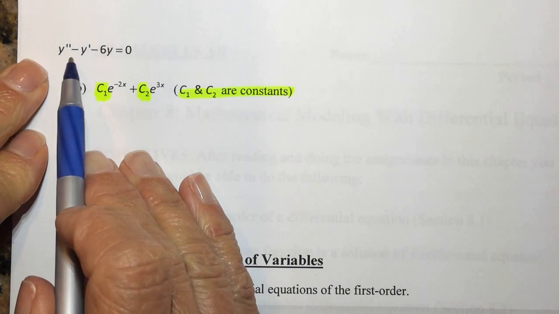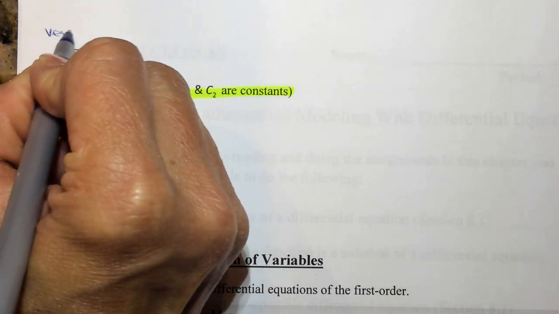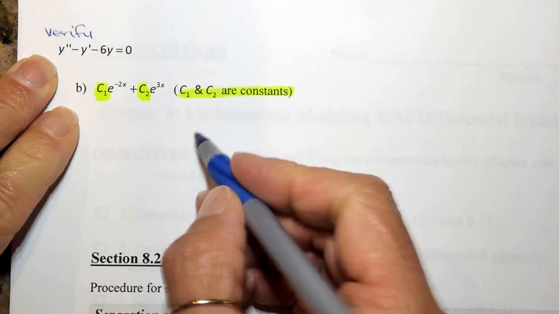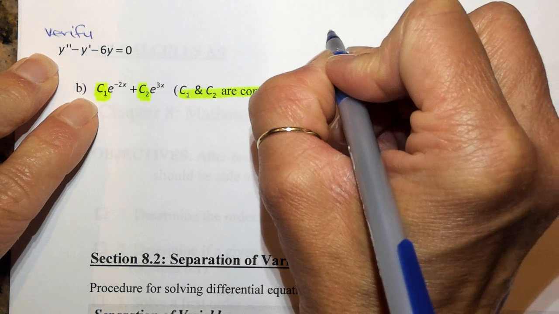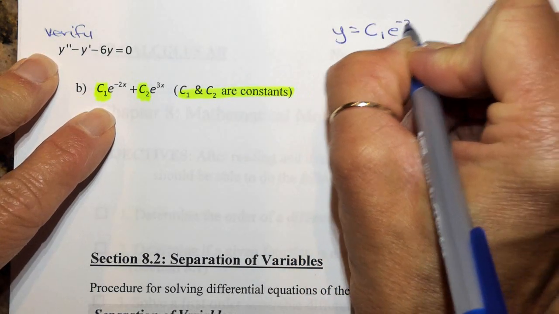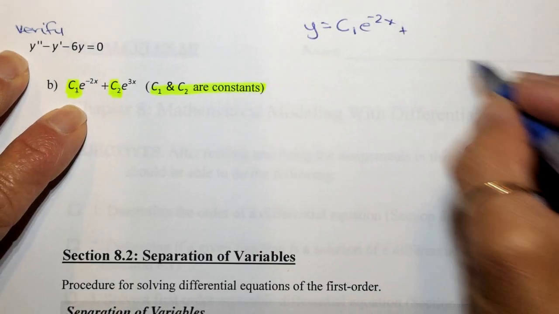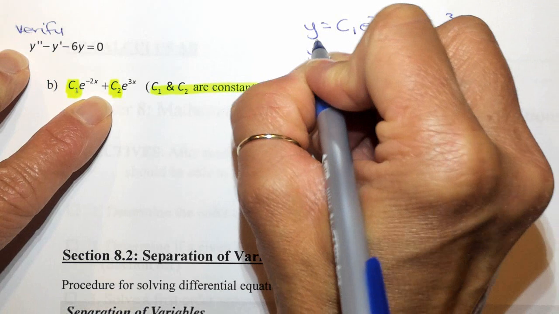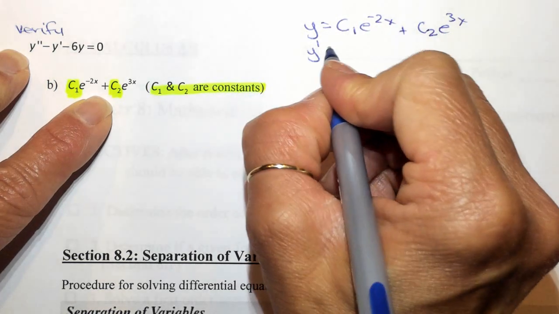So what they want us to do again is verify, okay, that this is true. We need to verify. So what we're going to do is take the first derivative. So we know that y is equal to c sub 1 e to the negative 2x plus c sub 2 e to the 3x. So now when I take the first derivative, remember you're just leaving this alone.